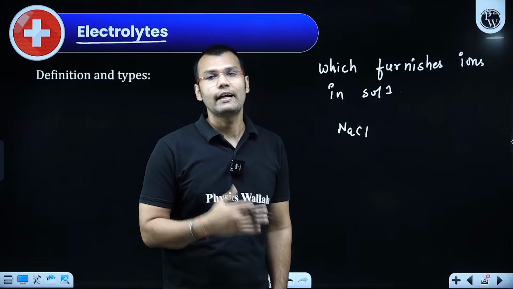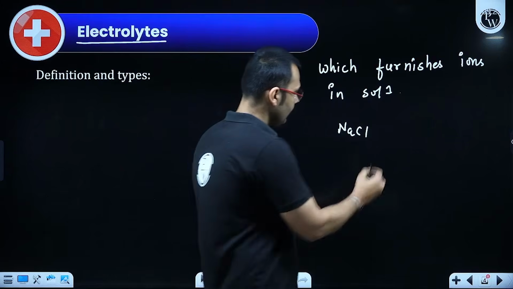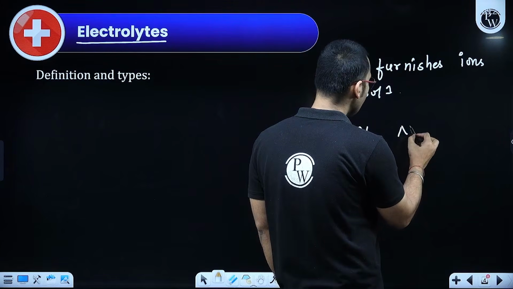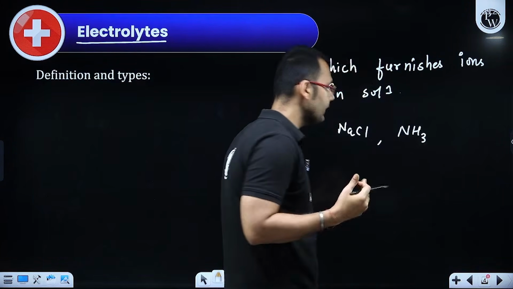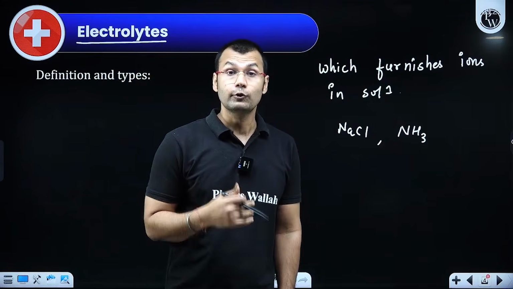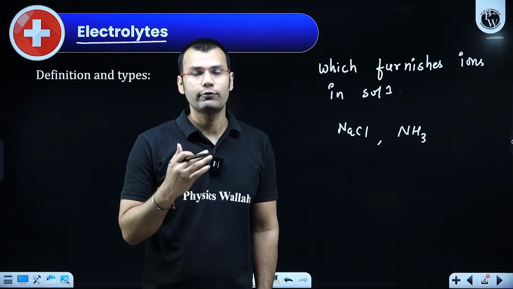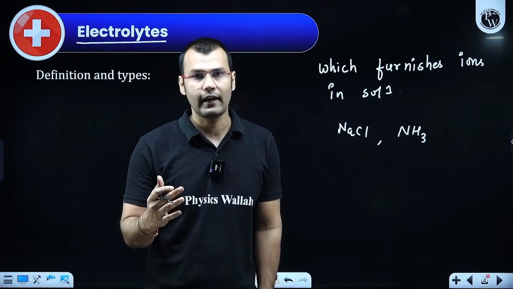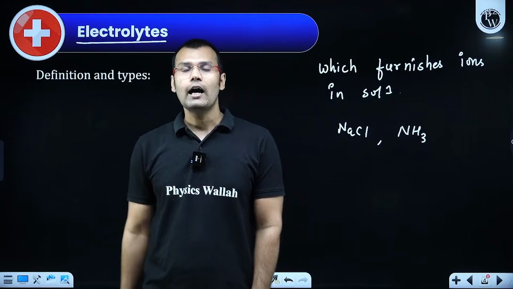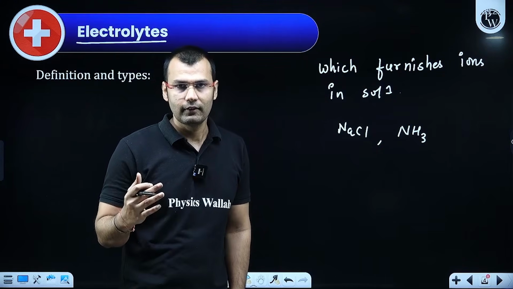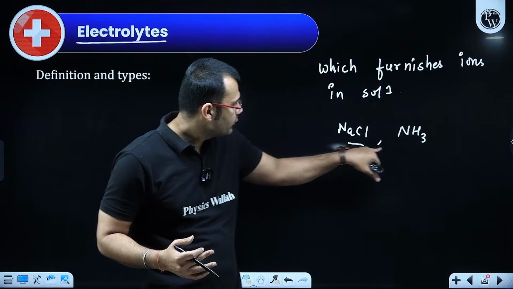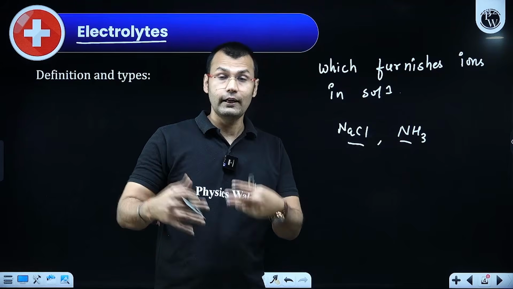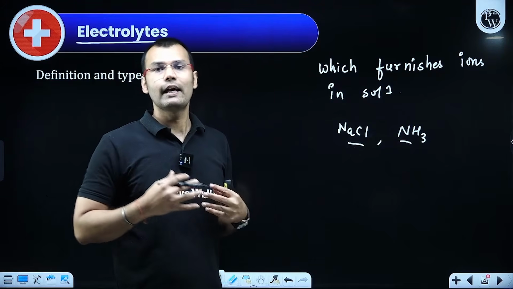So I can say that NaCl is an electrolyte. Then if I talk about ammonia, when we dissolve NH3 in water, it produces ammonium ion, NH4 plus, along with OH minus ion. So I can say that definitely ammonia is also an electrolyte. So any compound, if it produces ions in solution in water, then that compound will be called an electrolyte.